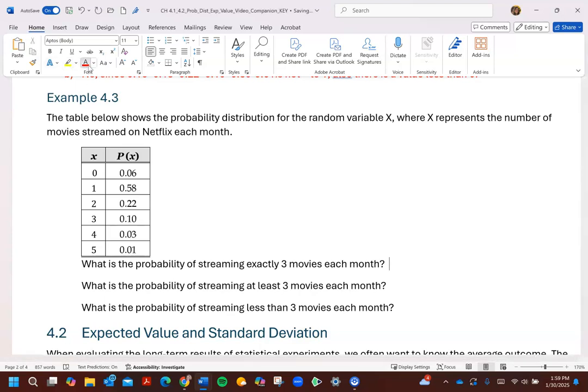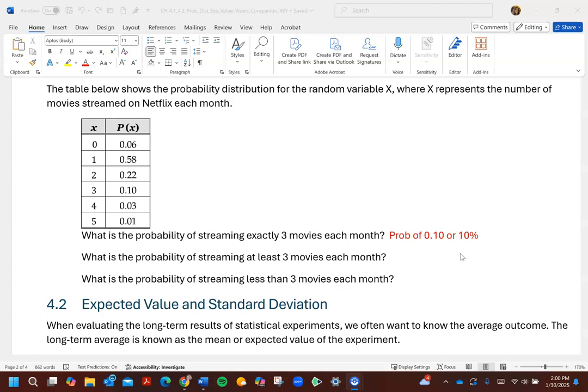So I could say probability of 3 is 0.10, or you could say 10%. Either would be fine. You would want to check what My Open Math and the electronic homework are looking for. They might specifically say to put it as a decimal or as a percent. If they already have the percent there next to the answer box, you put it in as 10, and then the percent is already there. So just watch for things like that.